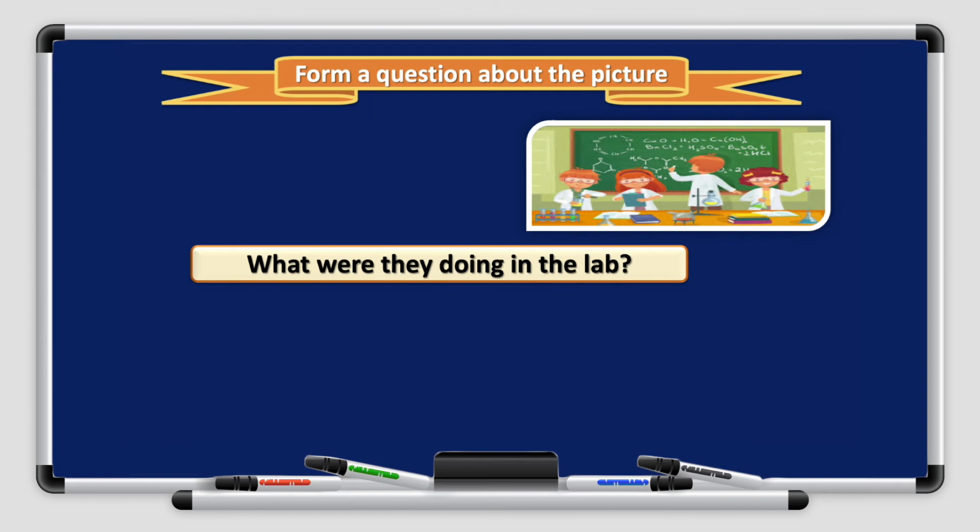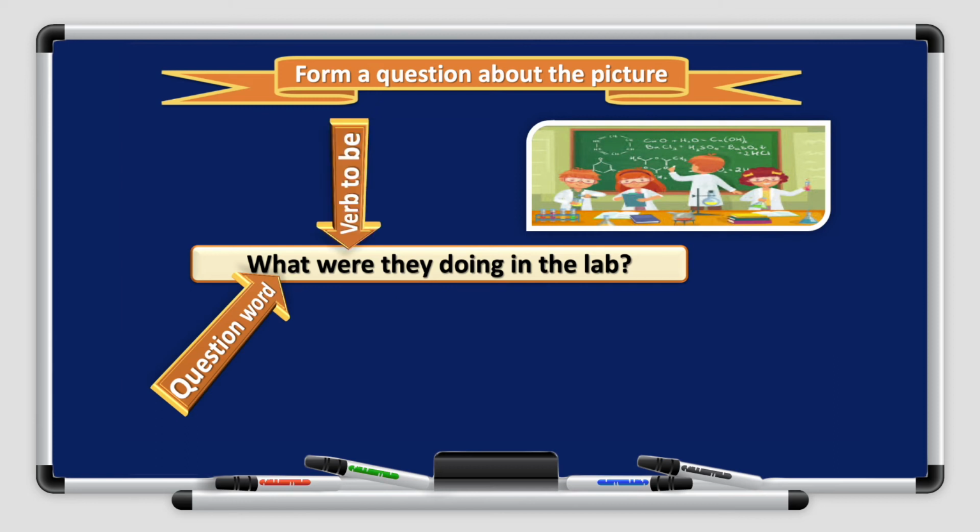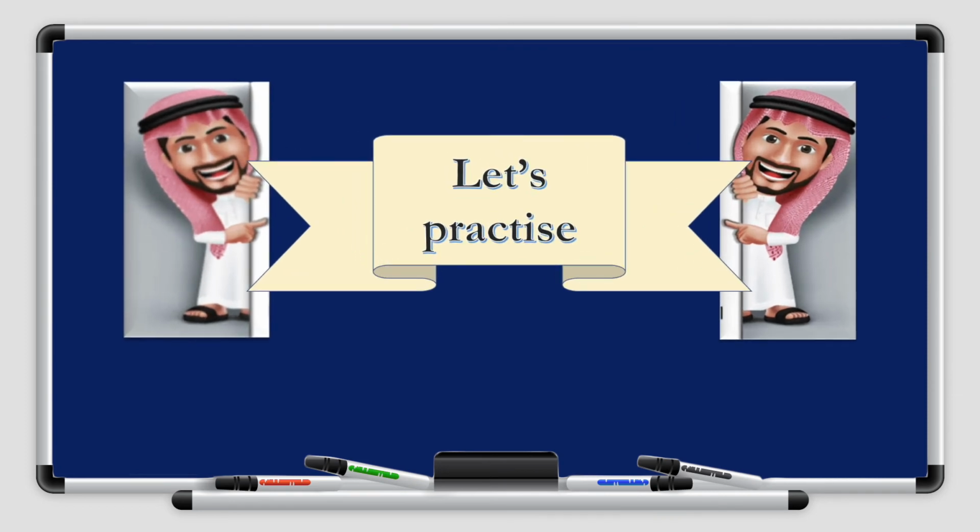A past continuous question. What is our question word? We started with that. Were is our verb to be. They, pronoun, doing, verb ing. Good job. Now let's practice.